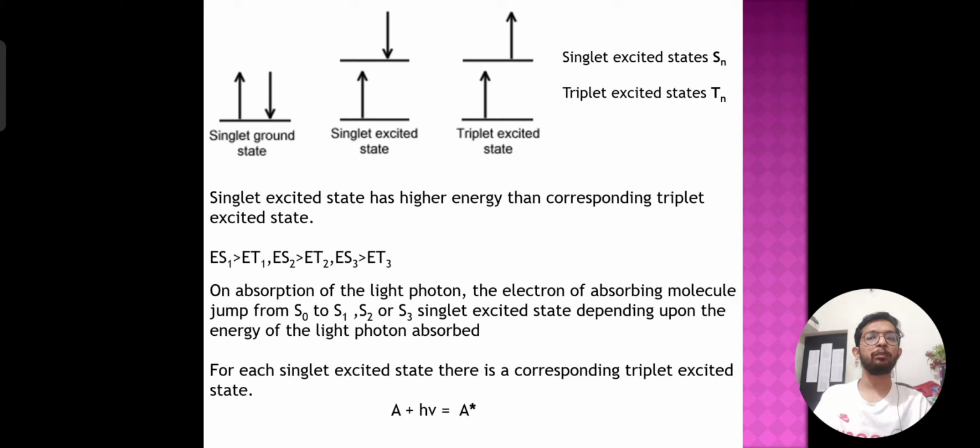Now on absorption of a light photon, the electron of the absorbing molecule will jump from S0 to S1, S2 or S3 singlet excited state depending upon the energy of the light photon absorbed. This will give us the equation A plus hν equals A star, where A is the molecule in the ground state, hν is the light energy, and A star is the molecule in its excited state.